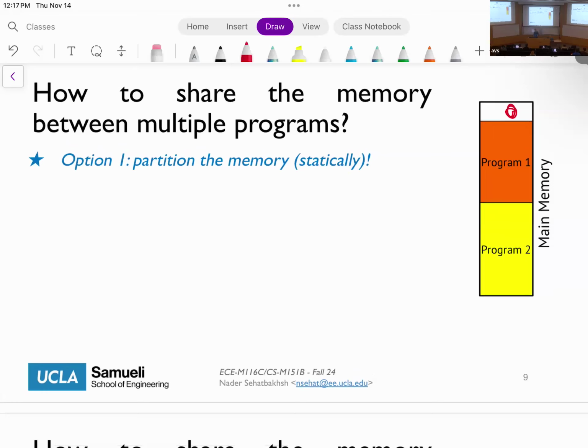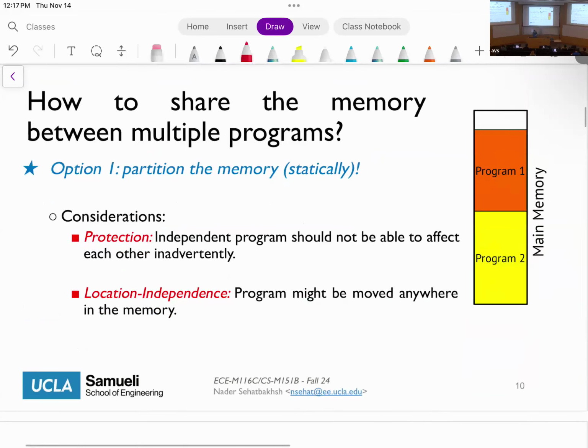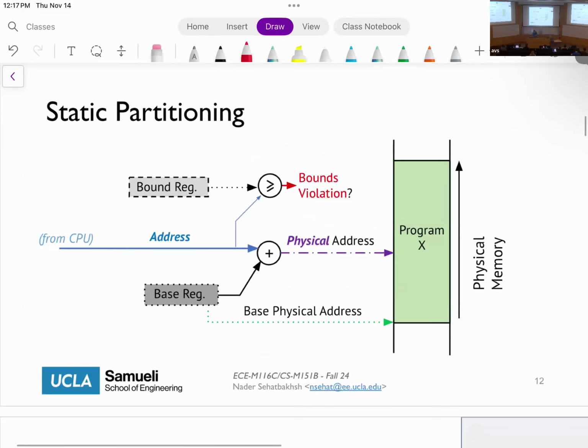And when I do this, in order to enforce that isolation mechanism that we talked about, essentially we need to have what we call protection bounds. If the CPU tries to access the memory region, we need to check and make sure that this is within the bounds of the program. If the address is larger than that bound, then we need to do something, like raising a bounds violation and so on and so forth. For example, segmentation faults are an example of that.